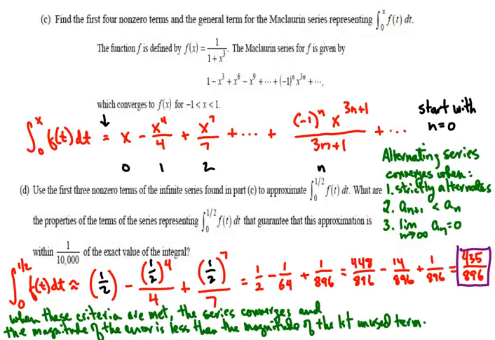The error will be less than the first unused term, which is x to the 10th over 10. And when x is equal to 1/2, that gives 1 over 10240, which is less than 1/10,000th. And we're done.